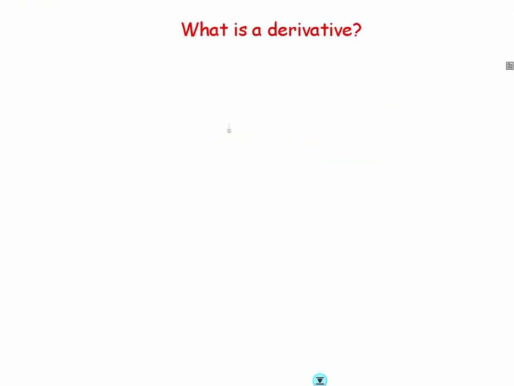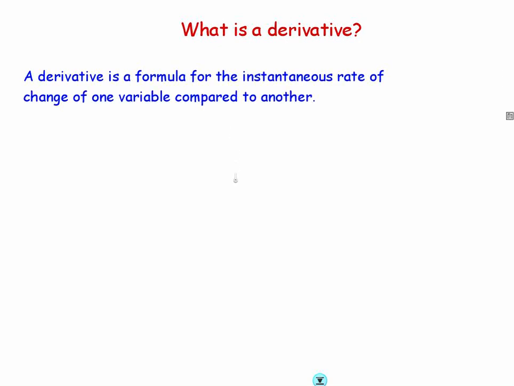So, what's a derivative? Well, a derivative is a formula for the instantaneous rate of change of one variable compared to another. Let me make that a little more concrete. You're probably familiar with average velocity, which is delta x over delta t. How far something goes in a certain amount of time. You divide them, you get a ratio.